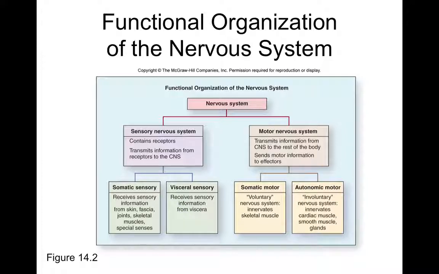Now, the motor nervous system is what controls smooth muscle, cardiac muscle, and skeletal muscle. And we can divide this into two main divisions. We get the somatic motor and autonomic motor. Okay? The autonomic motor system we also call the automatic nervous system, and it's involuntary. So it controls smooth muscle and cardiac muscle and glands.